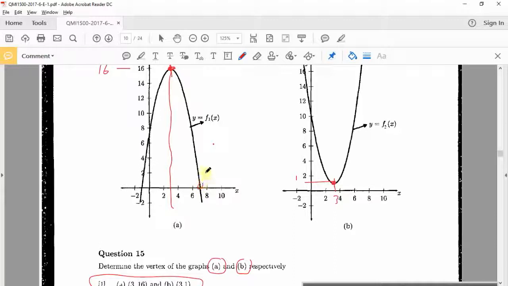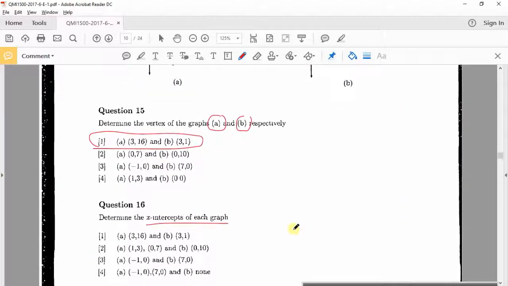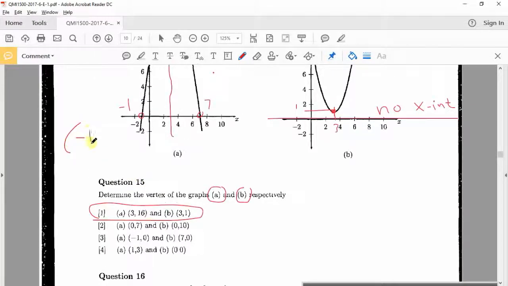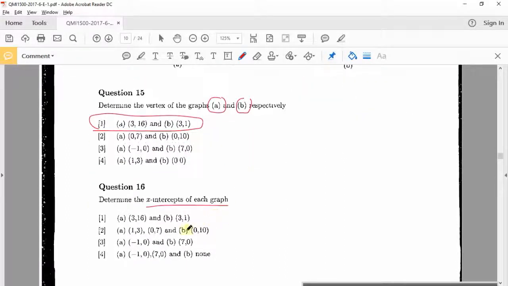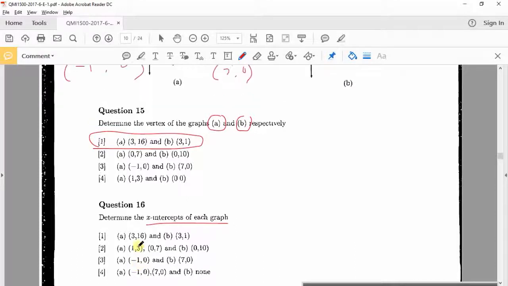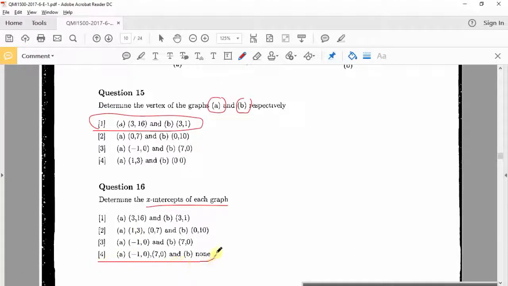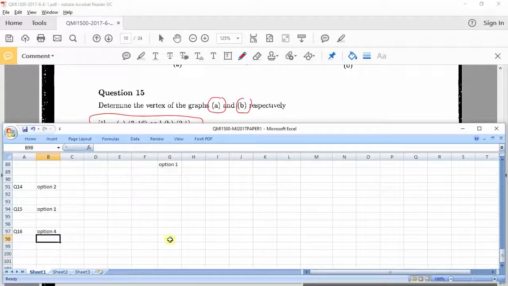Determine the x-intercepts of each graph. That's also easy, just look at the intercepts. Here we've got a 7, here we've got a -1, and here we've got no intercepts. So B has no x-intercepts. So A will be -1 and 0, and 7 and 0. So A will be this one, and B none. Perfect. Option 4.